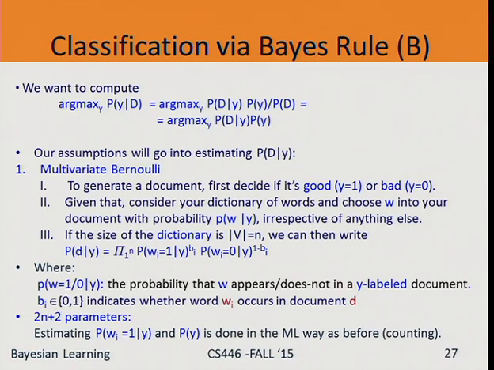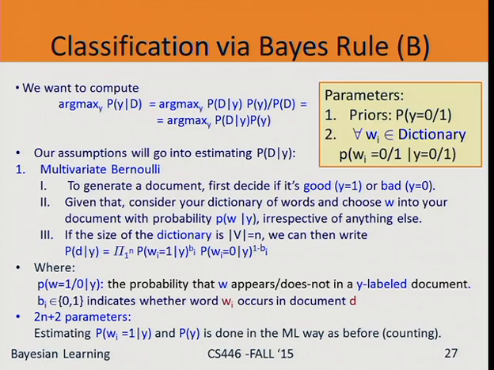Okay? So this is one way. Just to summarize, the parameters that I have are the priors, and for every word in the dictionary, I have these 4 numbers. Every 2 of them are actually dependent, so really there are 2 independent parameters.